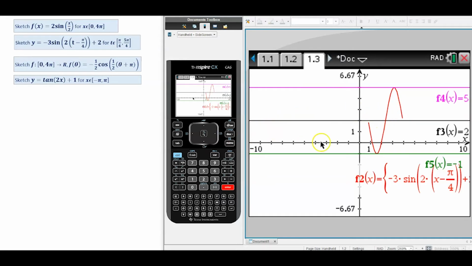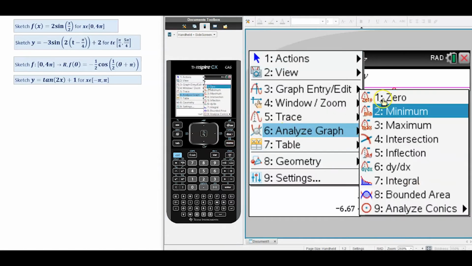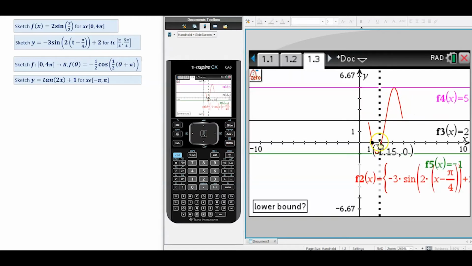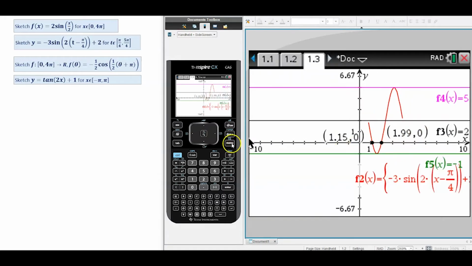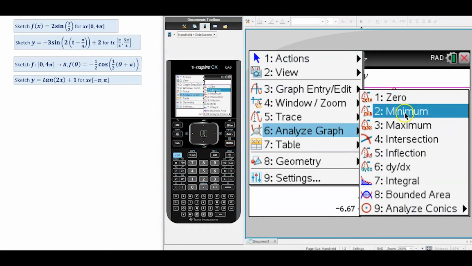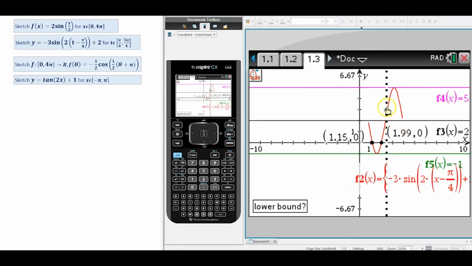We could also use menu, trace again to find various points of importance, or zero to find x-intercepts. You can see that here. And again, if we wanted those as exact values, we really need to be in the calculator page. I know it's hard to manipulate things as quickly as what I'm doing here, but you just need to practice and get a little bit better at it.